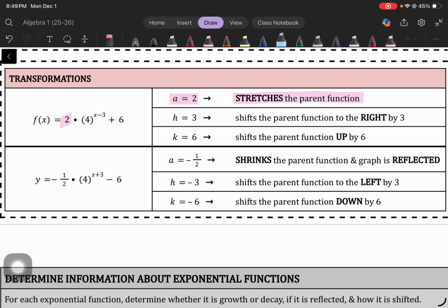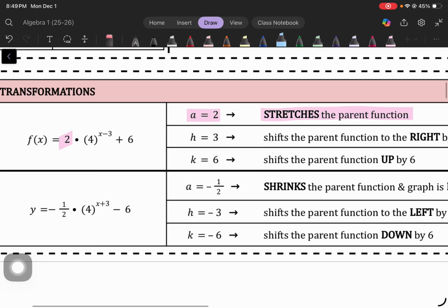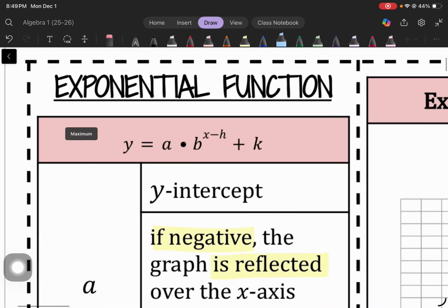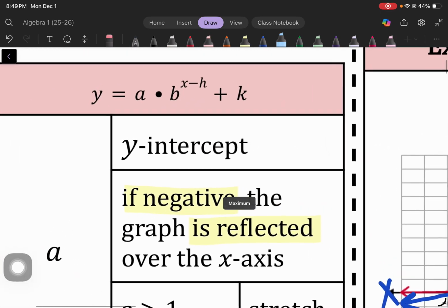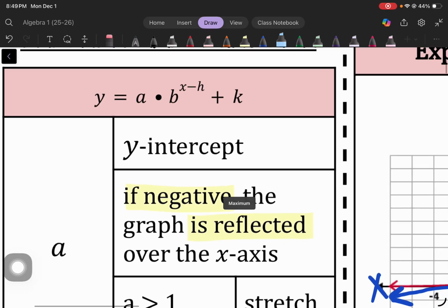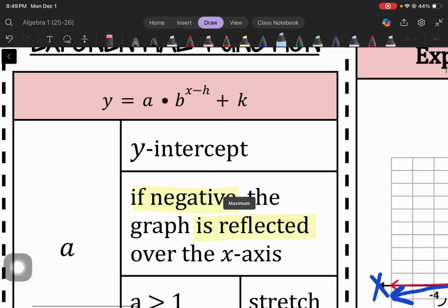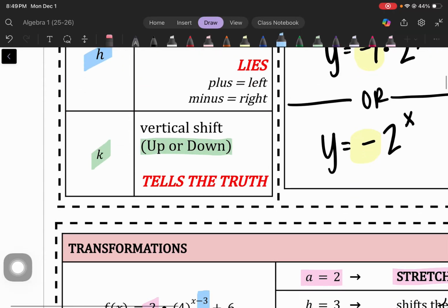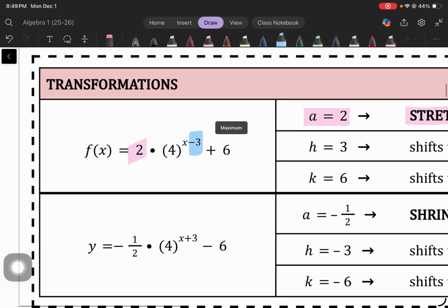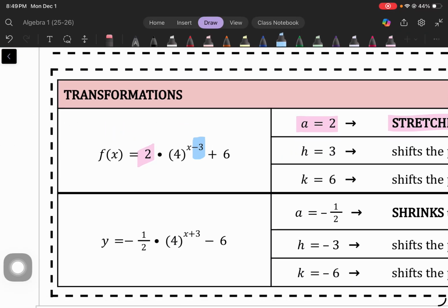When we have our H, that is going to be right here. Notice that the H is in the exponent and the K is on the outside. So your H is on the exponent and the K is on the outside. Here, our H is -3, but because it's negative, we know that it lies.